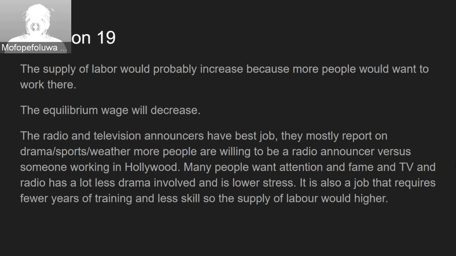And lastly, in the case of radio and television announcers, they have very attractive jobs because, number one, they live relatively stress-free lives, and number two, the barriers to entry are less pronounced as they don't have to get the same amount of training as, say, actors or other people in the entertainment industry have. Therefore, the supply of labor will be larger, leading to lower equilibrium wages than would be found in other jobs in the entertainment industry.